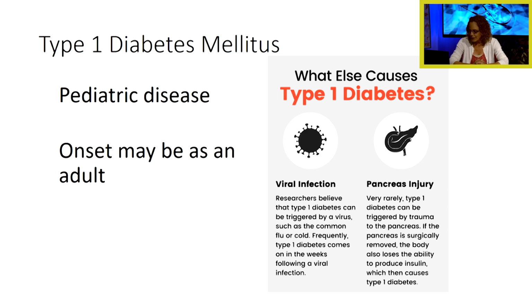Pancreatic injury may be another cause. Very rarely, type 1 diabetes can be triggered by trauma to the pancreas. If the pancreas is surgically removed, the body also loses its ability to produce insulin, which then causes type 1 diabetes. So, I'm going to tell you a story.